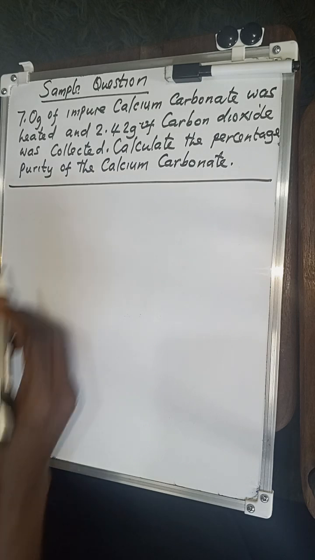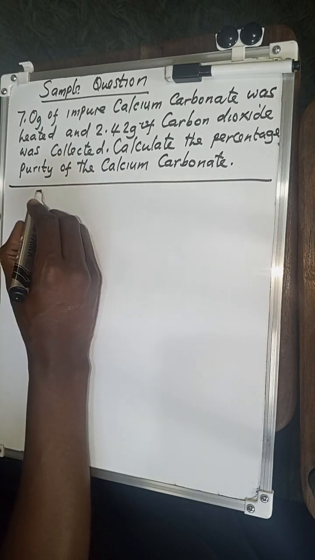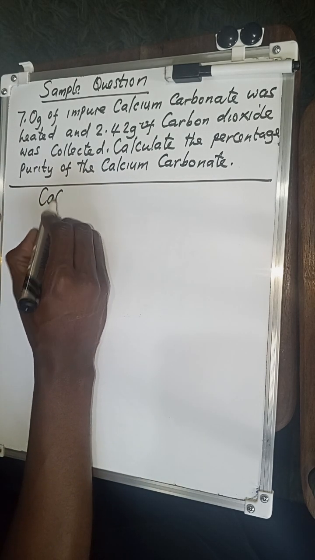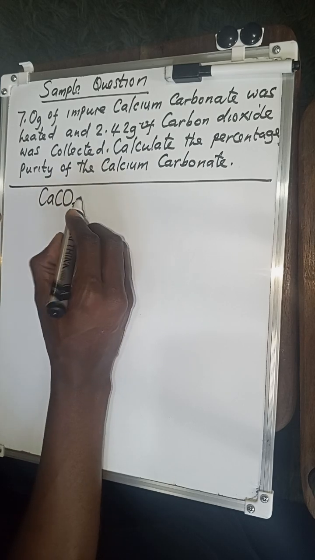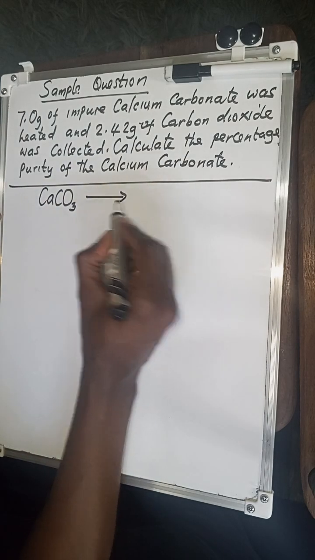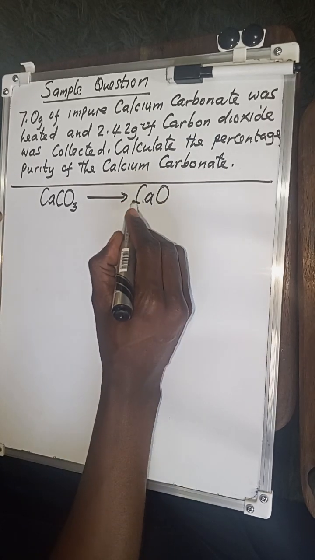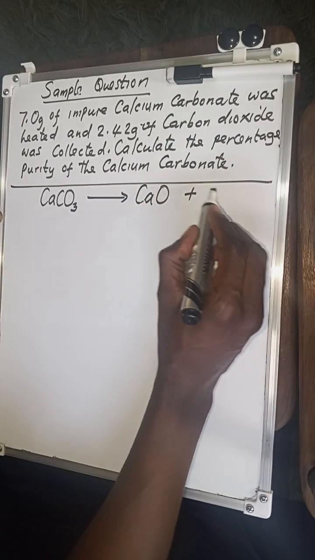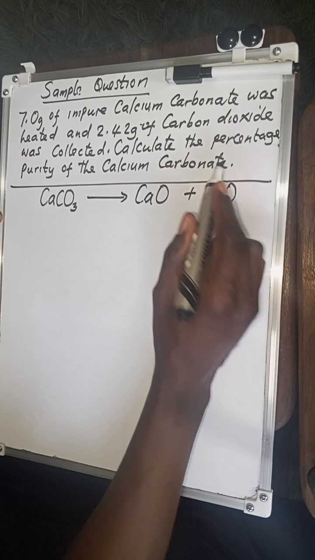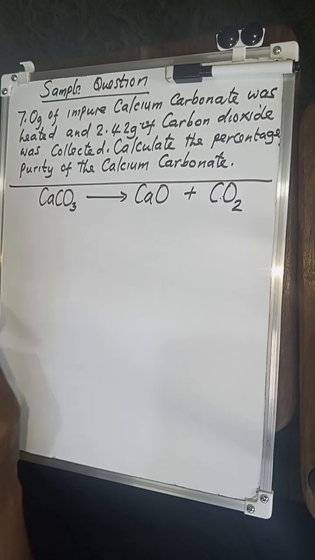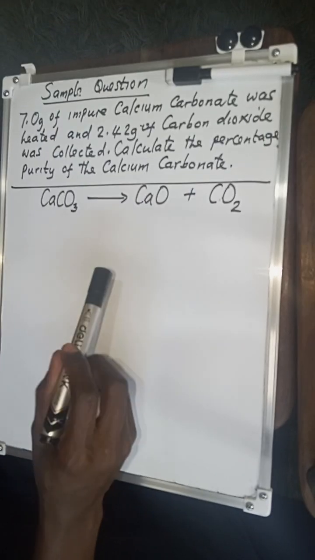So definitely write that equation. They gave you an equation: calcium carbonate, when it is heated, decomposes into calcium oxide and CO2, which is carbon dioxide. So that's the balanced equation they gave you.